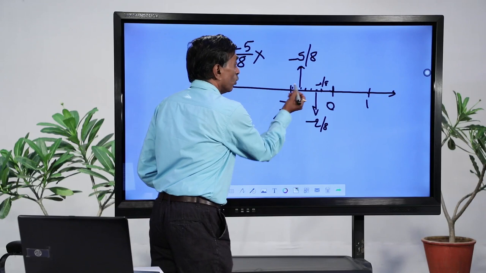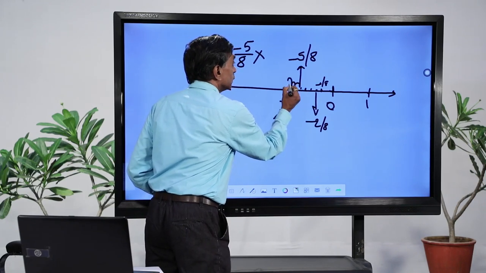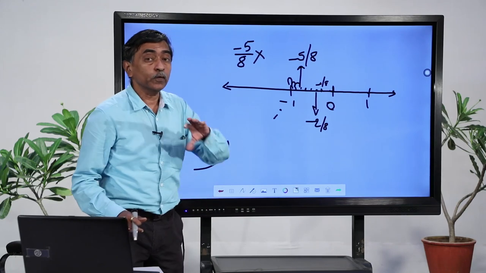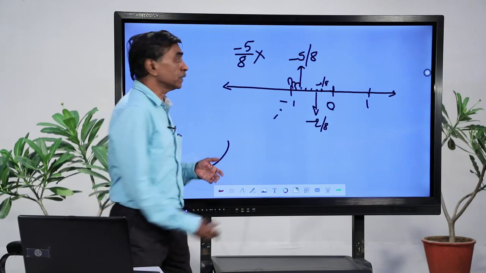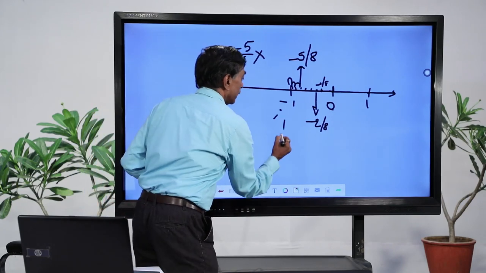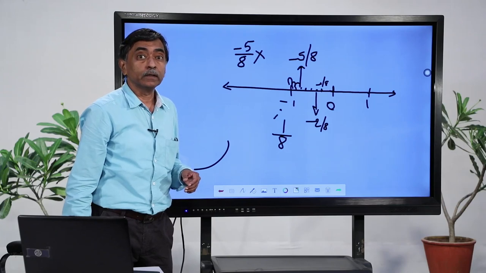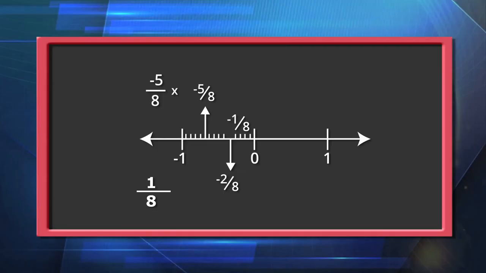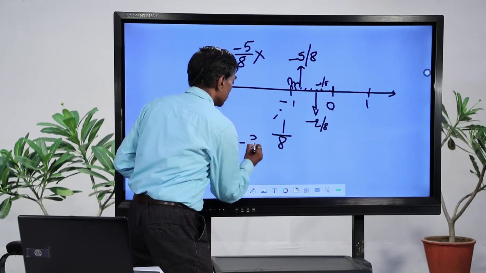And then you can see how many jumps there are. There are 3 jumps, 1, 2 and 3. 3 jumps of how much distance, how many steps in each jump? 1 by 8. 1 jump will cover a distance of 1 by 8. 3 jumps will cover a distance of how much? 3 by 8. And this particular transition is in which direction? It is towards the left. So, I will say that it is minus 3 by 8.